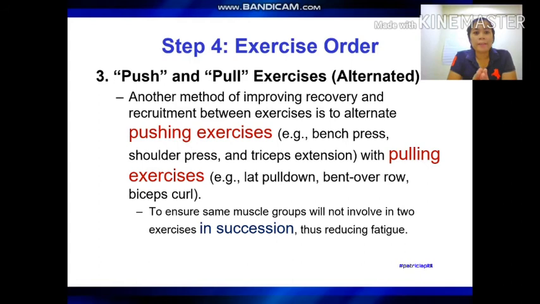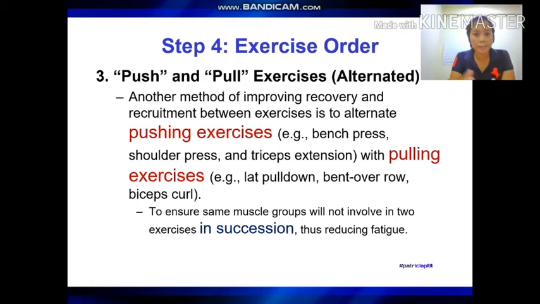All right, and still in the exercise order, the third method will be alternating push and pull exercises. This is to pair pushing exercises with pulling exercises. Pushing, for example, bench press, shoulder press, tricep extension, tolak, bench, pushing, and then extension, push. Okay, with pulling will be lat pull down, bent over row, and bicep curl. Okay, this is to ensure the same muscle group will not be involved in 2 exercises in succession, thus reducing fatigue.